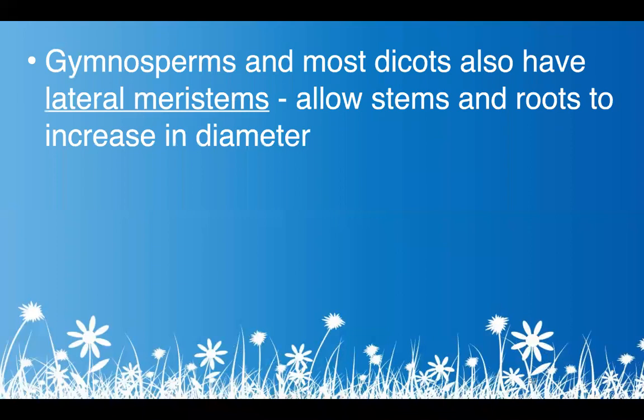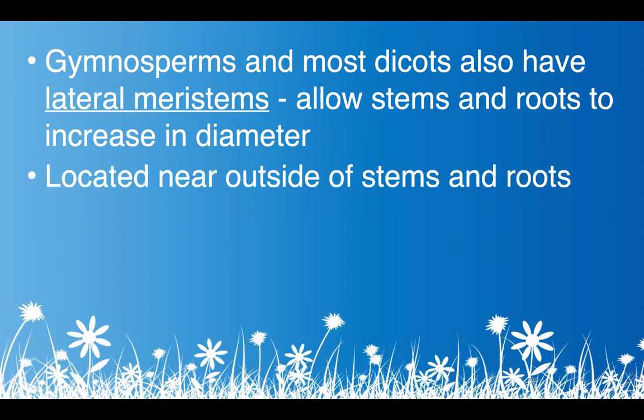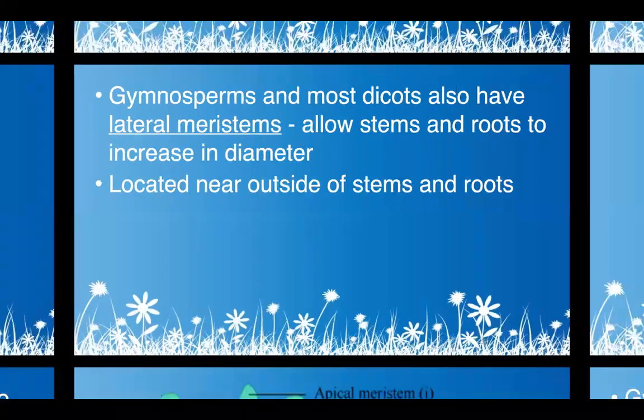Gymnosperms and most dicots have a third kind of meristem called lateral. If you understand what the word lateral means, it means side to side. This is the meristem that allows stems and roots to increase in diameter. It grows out and becomes thicker. The lateral meristem is located near the outside of the stems and roots. You don't grow from the inside. It's really towards the outside, but I'll go into that more in a minute.